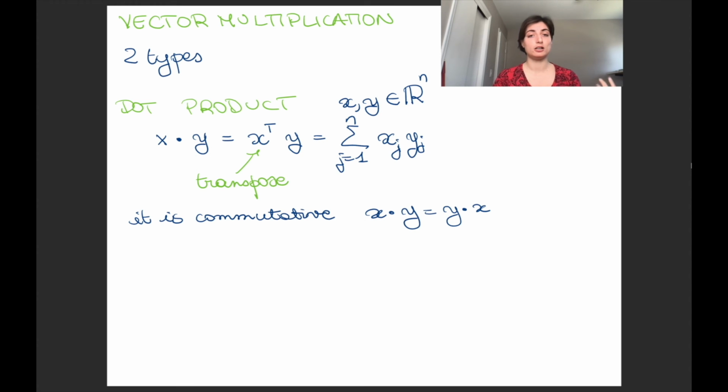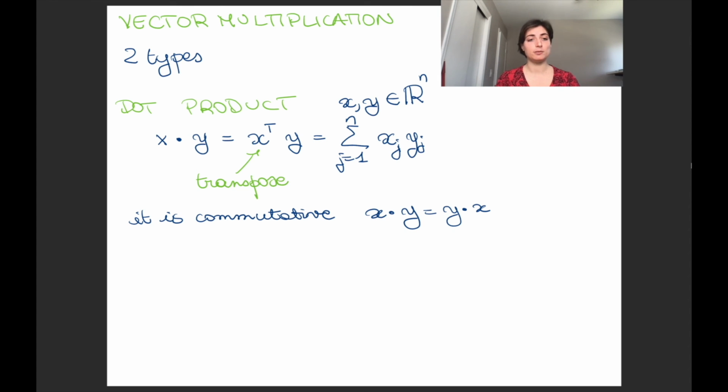The first is a dot product. We have a vector x and a vector y. If we say x dot y, then what we do is we take the transpose of x. We have said that a vector is like a column of a matrix. The transpose of a vector is just a row of a matrix. And then we multiply x and y with the matrix product. They only have one row, x transpose, and one column, y, so we only have one element.